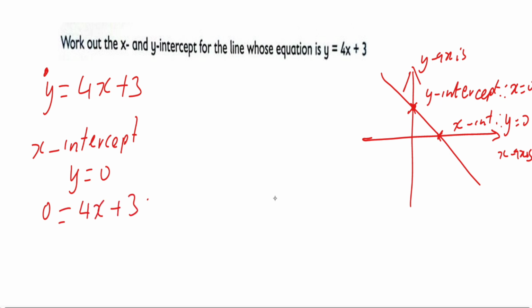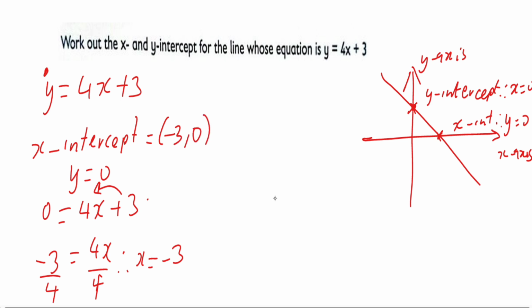So let's shift the 3 to the other side to give you negative 3 equals 4x. Divide by 4, divide by 4. Therefore, our x will be equal to negative 3 over 4, and therefore our x-intercept is negative 3 over 4, 0. Right, very simple. Because y is 0, x is a number. Now, let's try out the y-intercept.